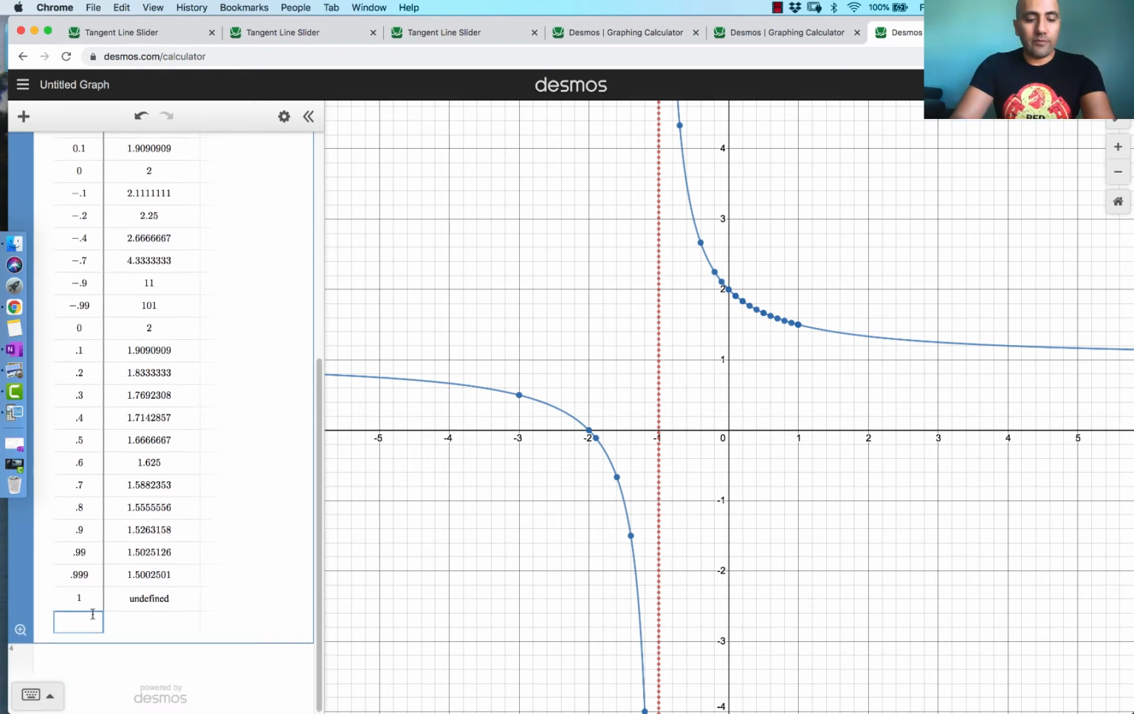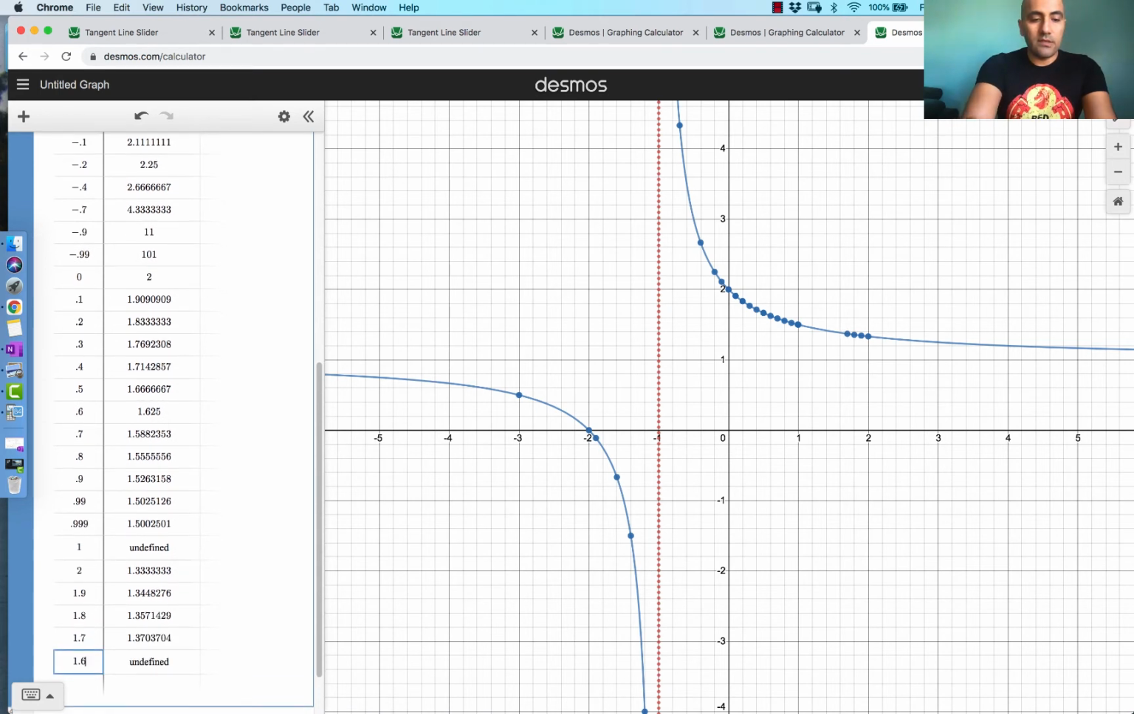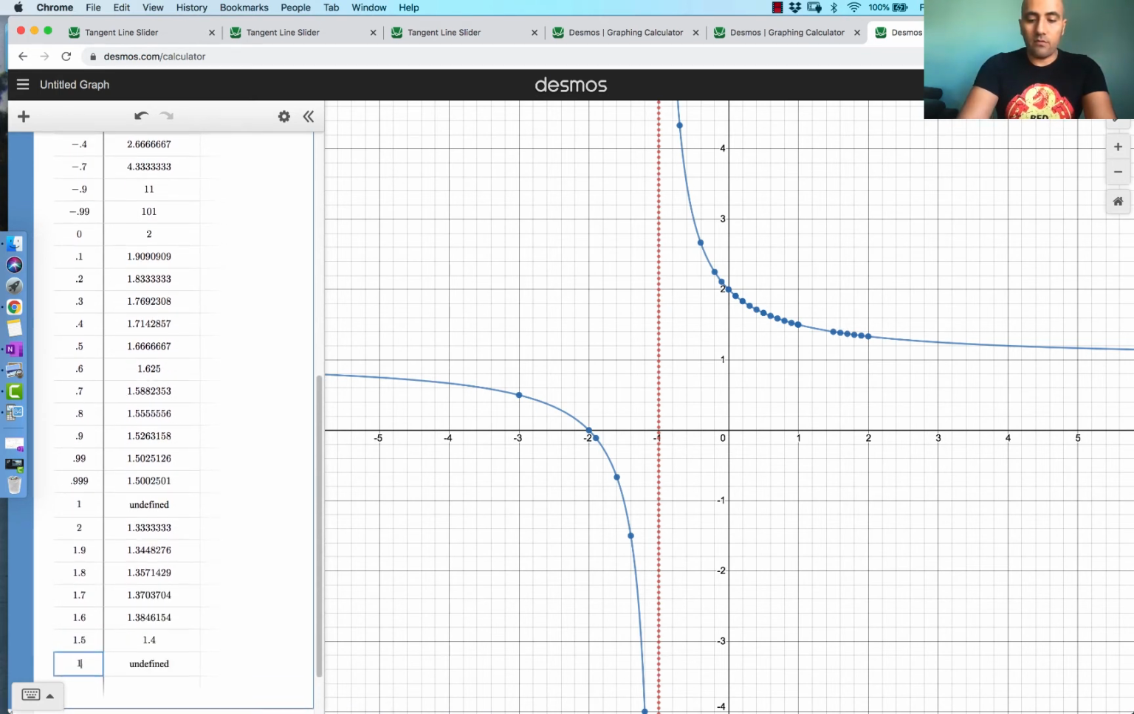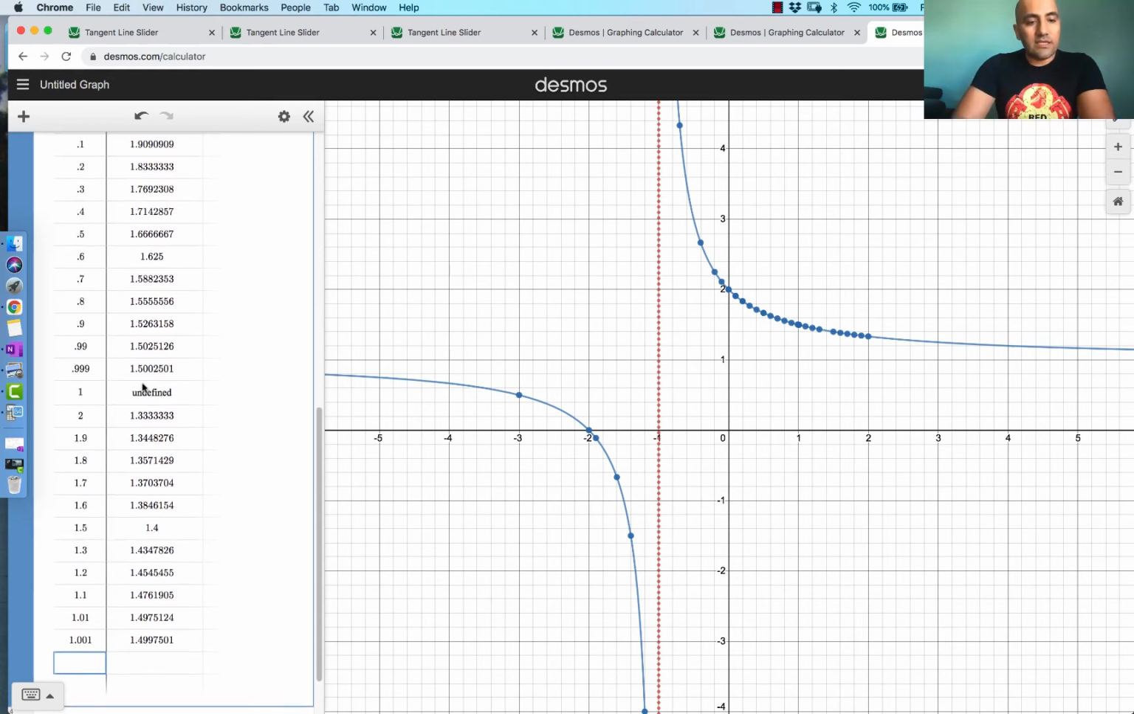So if we approach 1 from the other direction, at 2, then 1.9, and then 1.8, and then 1.7, and then 1.6, and then 1.5, and then 1.3, and then 1.2, and then 1.1, and then 1.01, and then 1.001. Again, we see that as we walk toward 1 in the other direction, it starts to go toward the value of 1.5. Okay, so it confirms the results we got from our calculator.